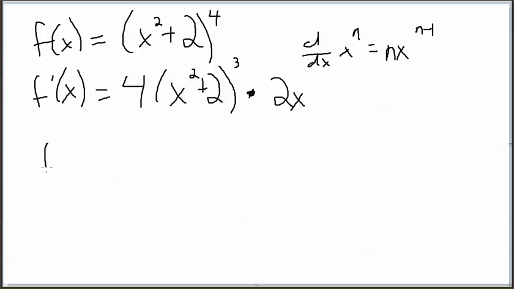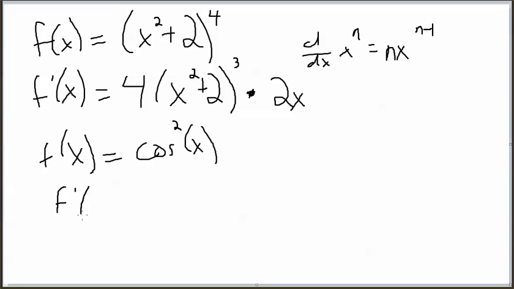Okay, let's do one more. F of x is equal to, say, cosine squared of x. Okay, something nice and easy. Cosine squared of x. Okay, this is a function inside of another function. Okay, so the derivative of this is first you take the derivative of the outside. Something raised to the 2nd power.